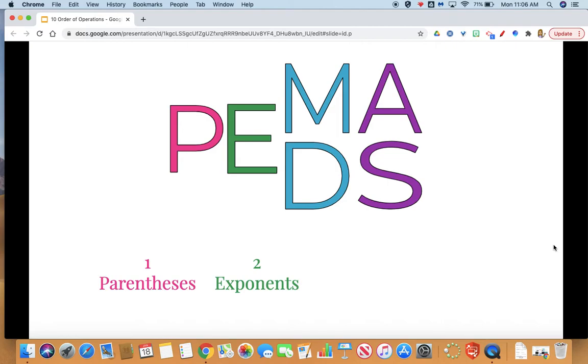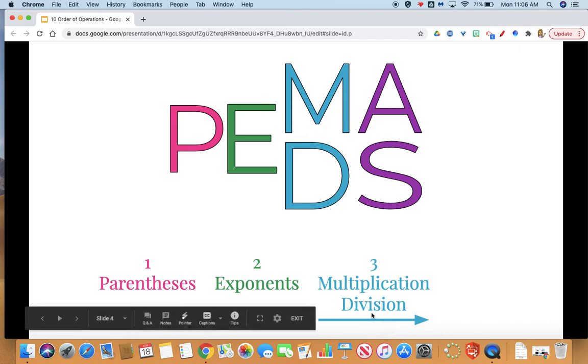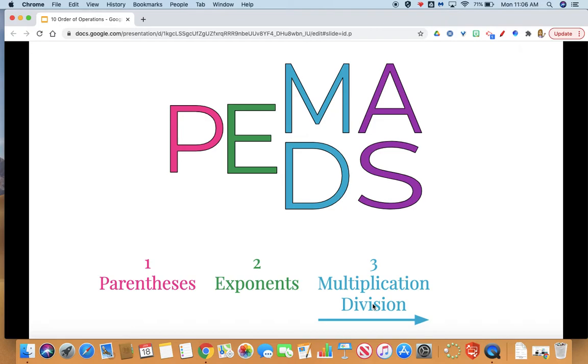Next, we look for the M and the D step, and the reason they're sharing a space is because multiplication and division, one is not more important than the other. They share the same level of importance. So if we have both of those in a problem, we solve them from left to right. That's why there's this arrow here. That means whichever one shows up first in the problem is the one that you solve first. So if division shows up first, you do division. If multiplication shows up first, you do multiplication first.